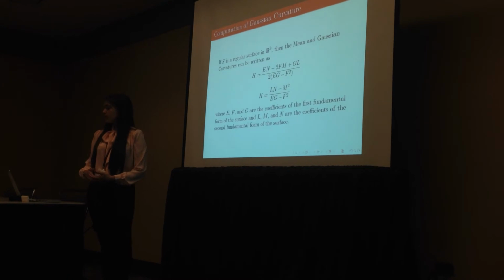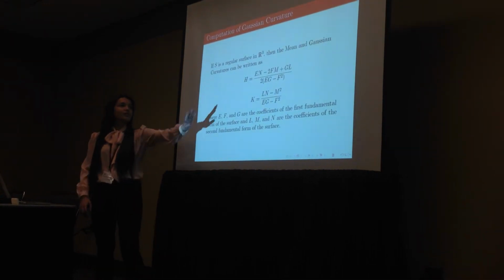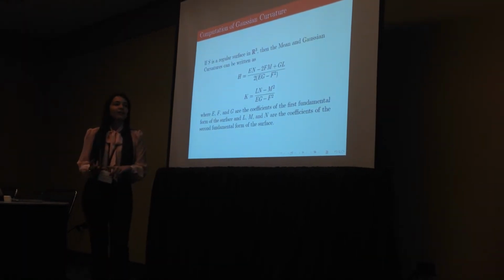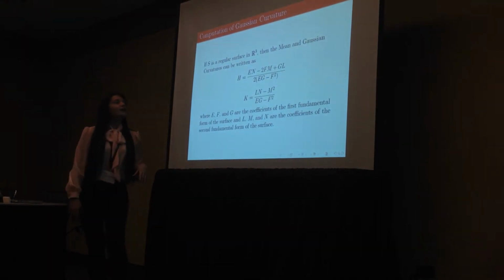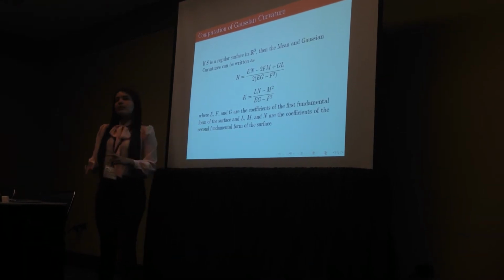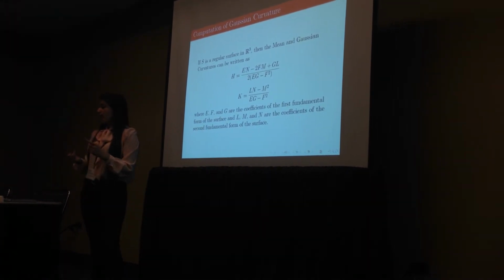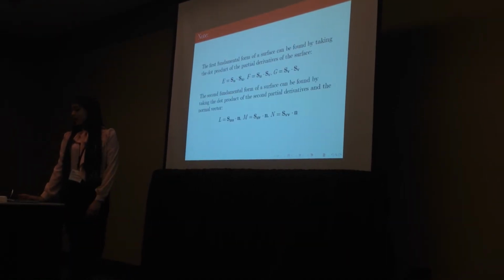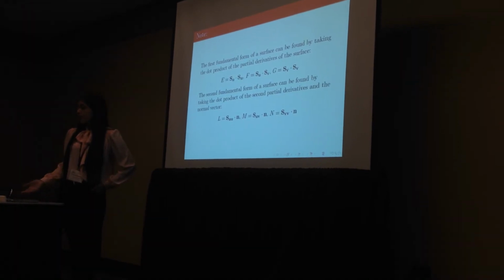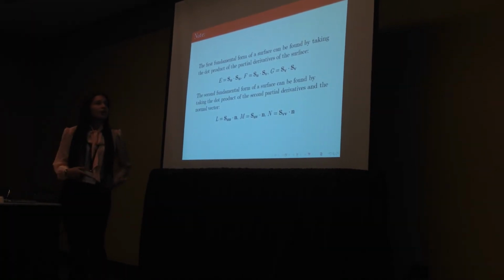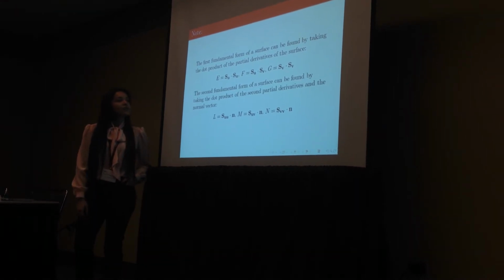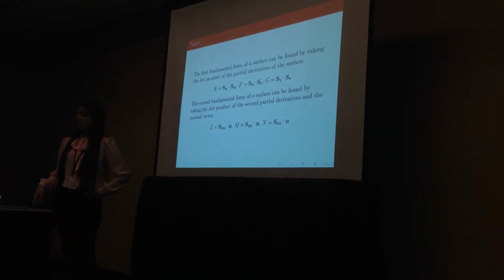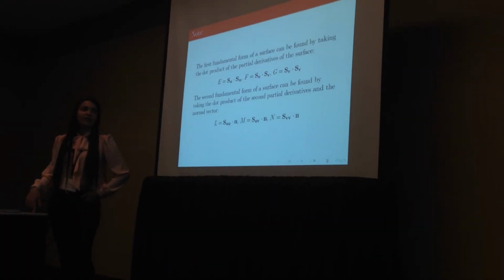H is mean curvature, and that's what the equation looks like, where E, F, G are coefficients of the first fundamental form of the surface, and L, M, and N are coefficients of the second fundamental form. Mean curvature is just the mean of those two principal curvatures, and Gaussian curvature is the product of those two principal curvatures. And just a side note, you can find the first fundamental form coefficients by taking the dot product of the partial derivatives of the surface, and you can find the second fundamental form by taking the dot product of the second partial derivatives and the normal vector.